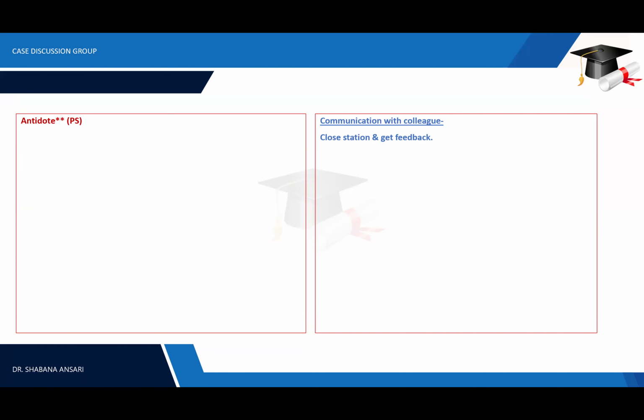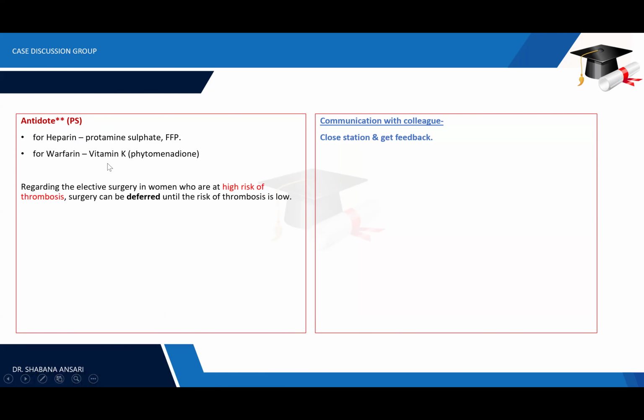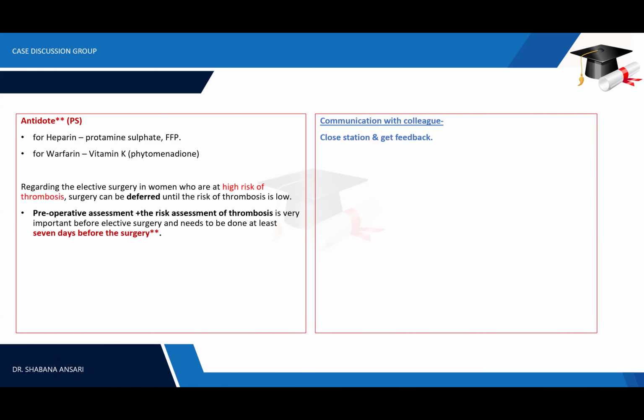For warfarin, it's vitamin K, and for heparin, it's protamine sulfate. Right, okay. So for heparin, protamine sulfate, and if it is not so effective, we can use fresh frozen plasma. For warfarin, it is vitamin K. All right, so these are also the patient safety points in this scenario. We will be telling the junior about this antidote as well.